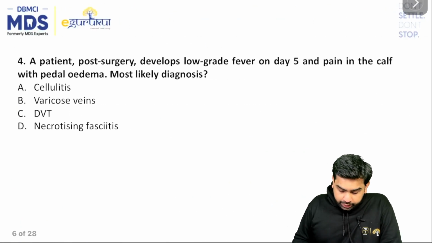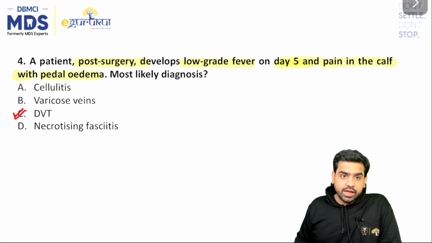You need to understand this. Okay, now a patient post surgery develops a low grade fever on day 5. There is pain in the calf with pedal edema. What is the most likely diagnosis of this particular patient? The answer over here is deep venous thrombosis. Okay, so this is a deep venous thrombosis.